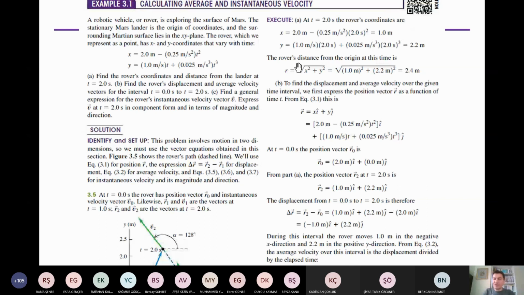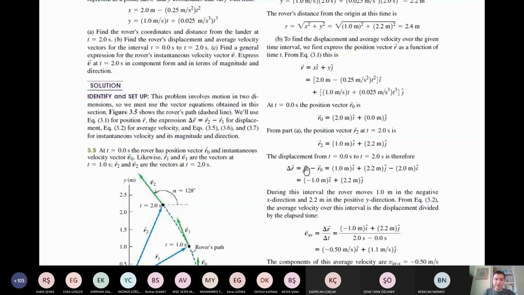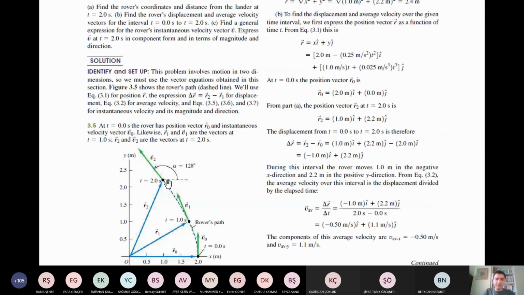It is given by the position vector r, and it is given by the square root of x squared plus y squared. So just put these numbers here instead of x and y, then you can calculate the distance from the origin for the rover. It is 2.4 meters when the time is 2 seconds, right? The distance from the origin.